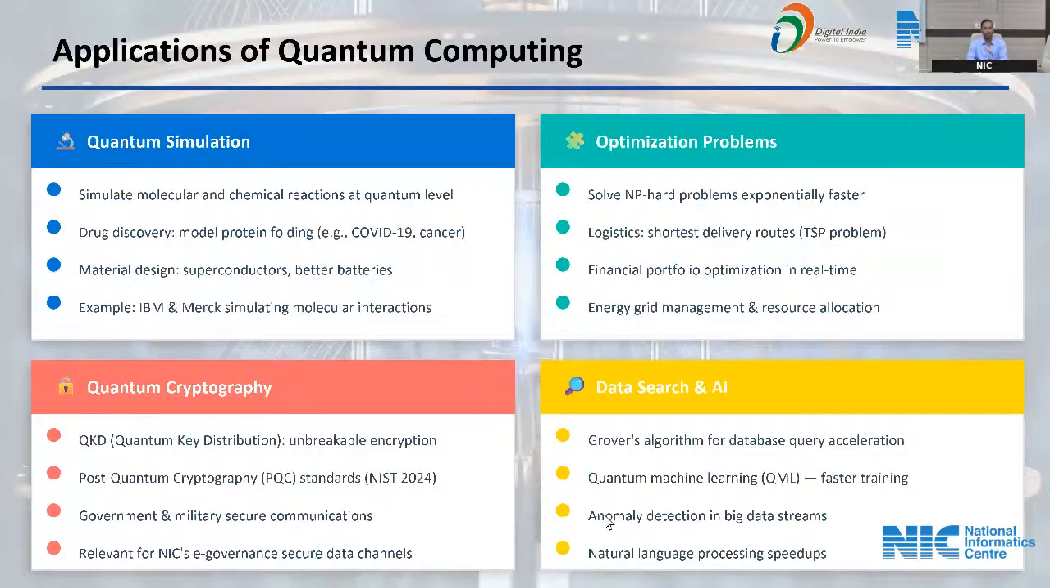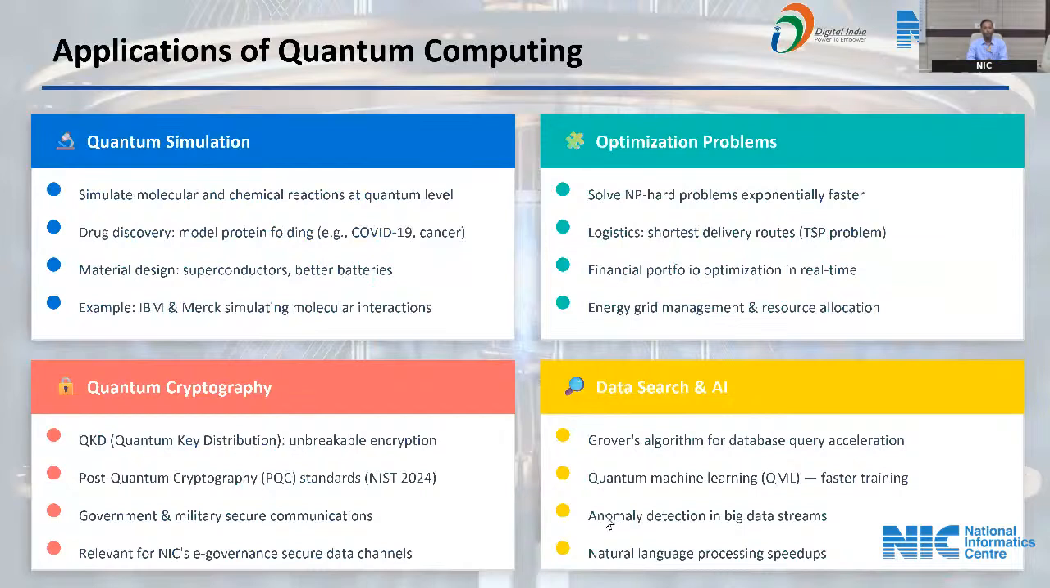First is quantum simulation, which can be used for drug discovery, material design, and to simulate molecular and chemical reactions at the quantum level. Optimization problems can be solved very easily. So non-deterministic polynomial hard problems can be solved exponentially faster. The traveling salesman problem can also be solved easily, for these very complex problems.